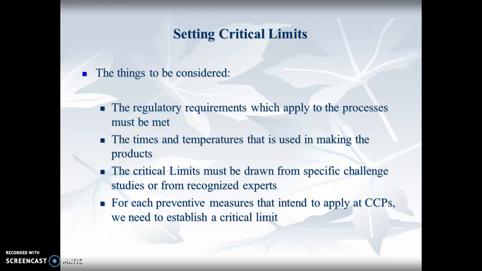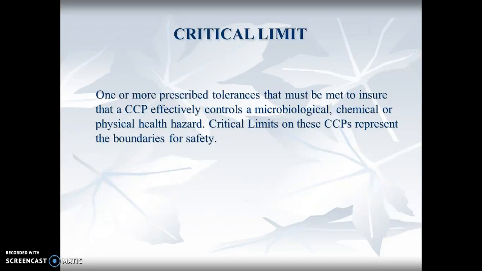To each preventive measure that's intended to apply to CCPs, we need to establish those critical limits. So you got to go through and figure those out. A critical limit is one or more prescribed tolerances that must be met to ensure that a critical control point effectively controls microbiological, chemical, or physical hazards. Critical limits on these critical control points represent the boundaries for safety. You cross the line, you're no longer safe.